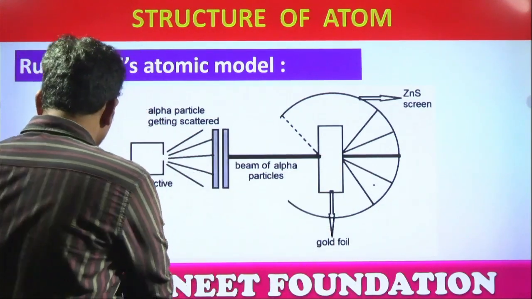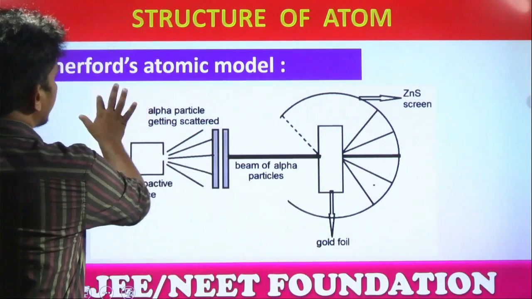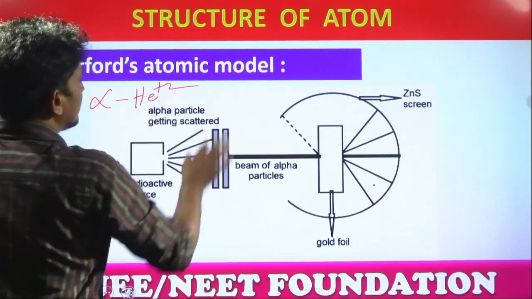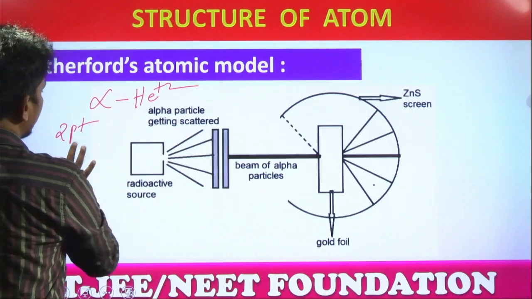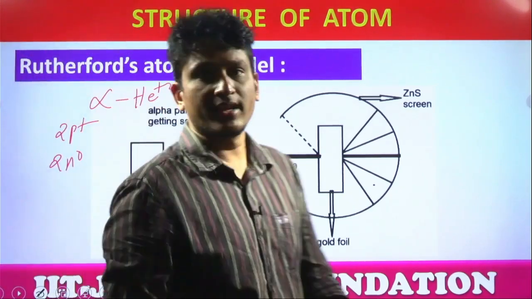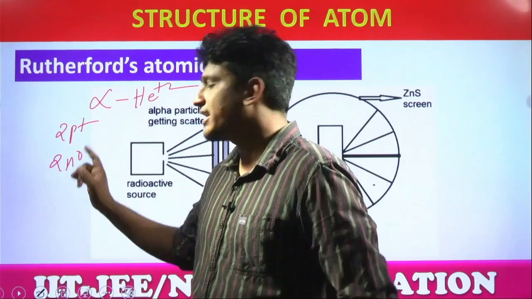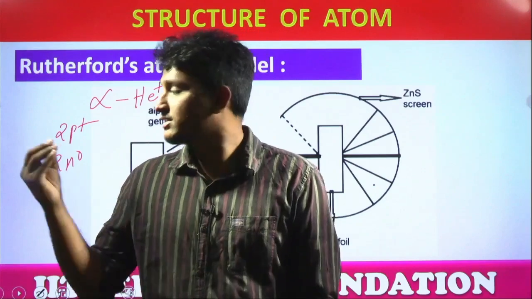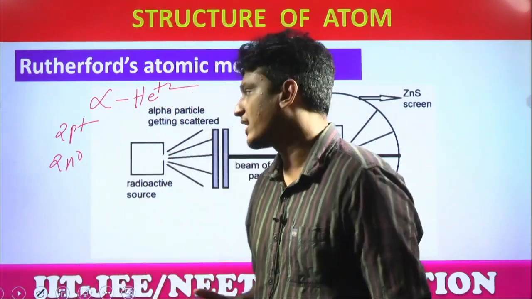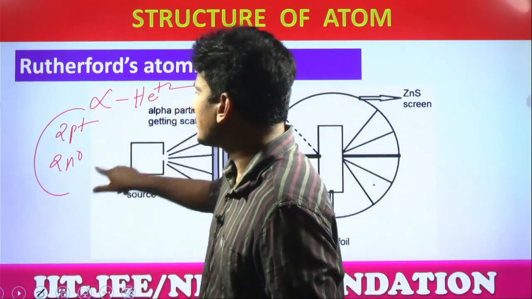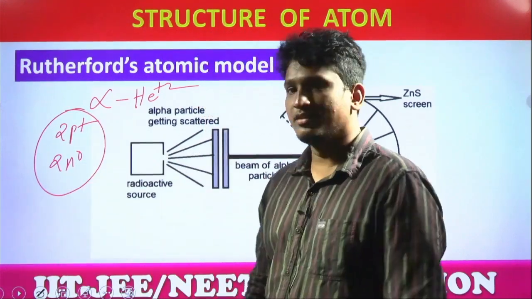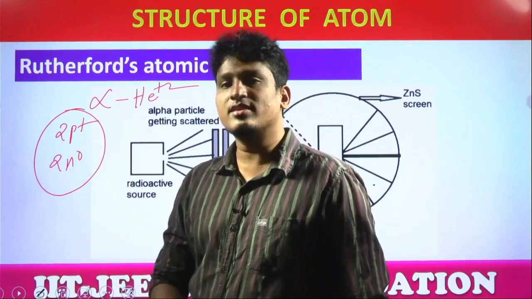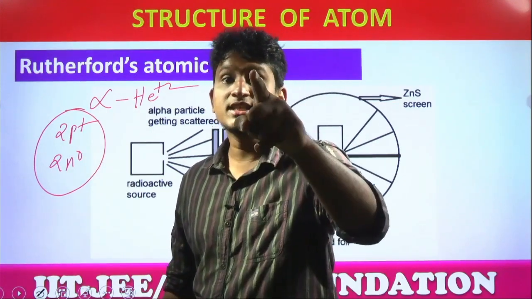What are these rays called, students? Alpha rays. What is alpha ray? Alpha ray is a helium nucleus, He+2. It contains 2 protons and 2 neutrons. This is called alpha ray, the simplest radiation coming from the radioactive element, students. What is the charge on this alpha ray? 2 protons, 2 neutrons. Neutrons have no charge. 2 protons are positive charge. What is the overall charge on this alpha ray? Positive charge. Yes or no?